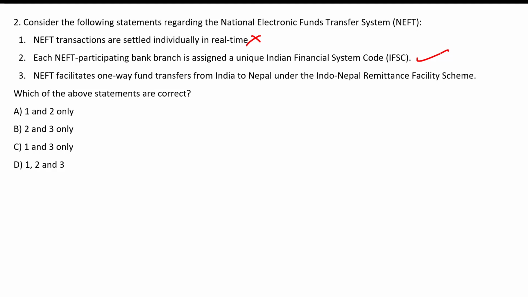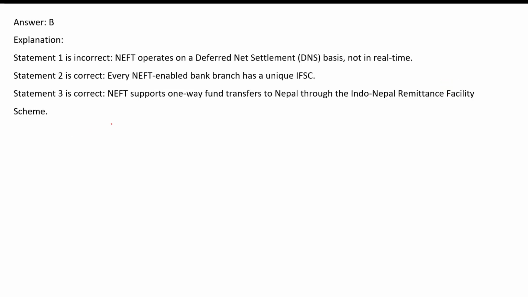NEFT facilitates one-way transfer from India to Nepal under the Indo-Nepal Remittance Facility Scheme. Yes, this statement is also correct. So, option B, statements 2 and 3, is the correct answer for this question.